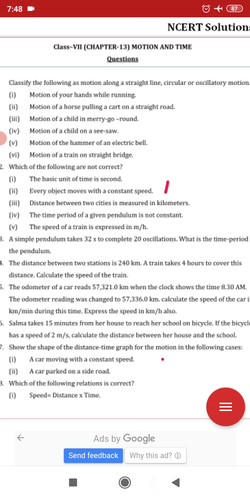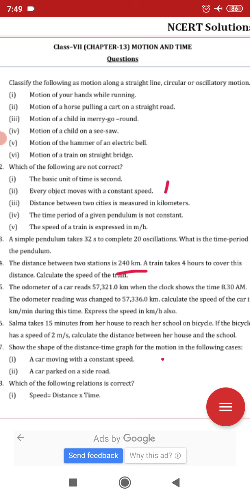Next, the distance between two stations is 240 kilometers. A train takes 4 hours to cover this distance. The total number of hours needed to cover the distance is 4. So calculate the speed of the train. The speed of the train should be expressed in kilometers per hour. So we need to make the calculation and see how to solve.